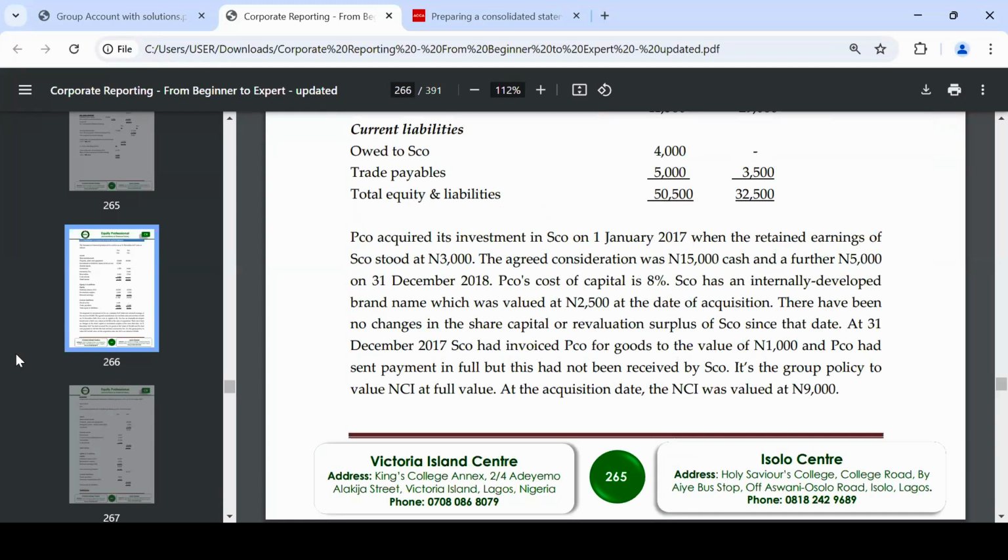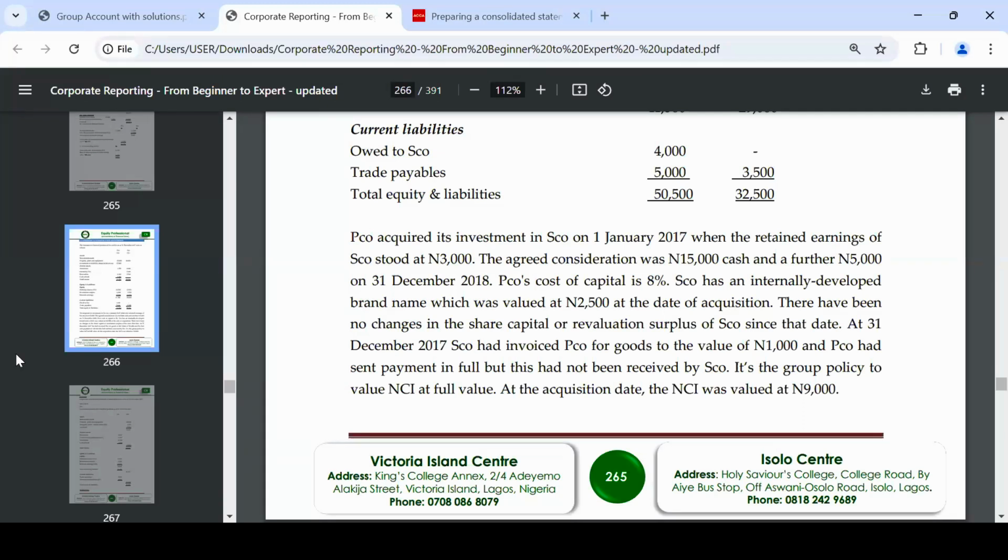We're told PICO acquired its investment in ESCO on 1st January 2017, when the retained earnings of ESCO stood at 3,000 naira. This is the first thing to note. Pre-acquisition retained earnings was 3,000 naira. Now, the agreed consideration was 15,000 naira cash and a further 5,000 naira on 31st December 2018. PICO's cost of capital is 8%.